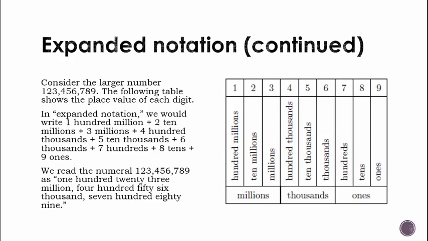Basically, expanded notation is just the written out version of this table. But we're going to use this table right now because it's a lot easier to visually see and comprehend. Now we're also going to use our multiplication and addition trick again. So take 1 times 100 million, take 2 times 10 million, take 3 times 1 million, take 4 times 100,000, take 5 times 10,000, take 6 times 1,000, take 7 times 100, take 8 times 10, and take 9 times 1, and add them all together.